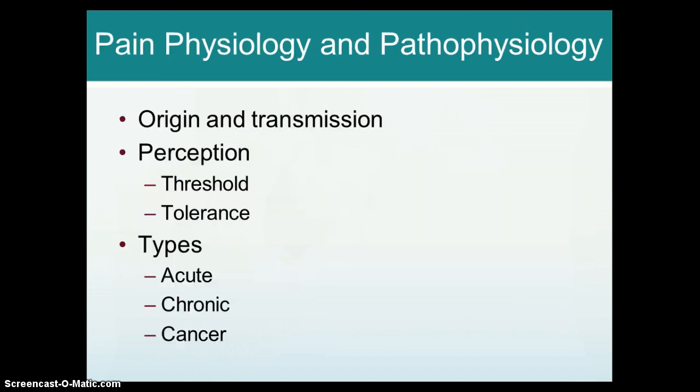All right. So pain physiology and pathophysiology. We want to talk about the origin and the transmission. You can read that part in your book. Perception. In terms of perception, we're talking about the threshold and the tolerance. Now, the threshold is basically the starting point at which you feel pain, the starting point at which your body feels this stimulus and interprets it as being painful. That will be considered the threshold.